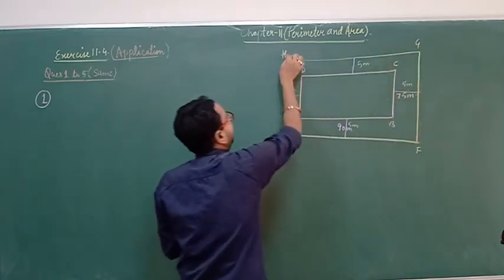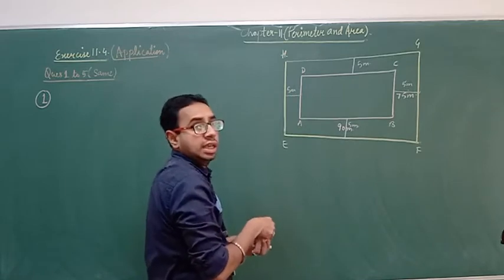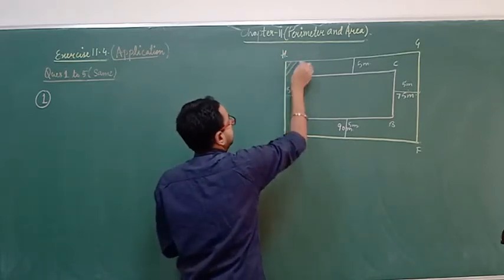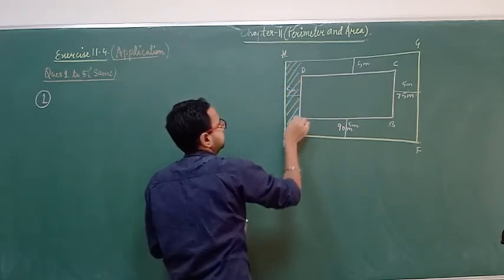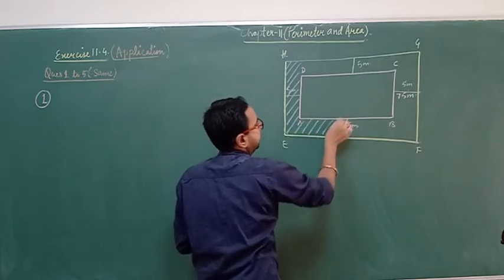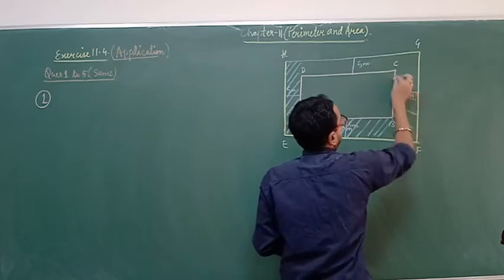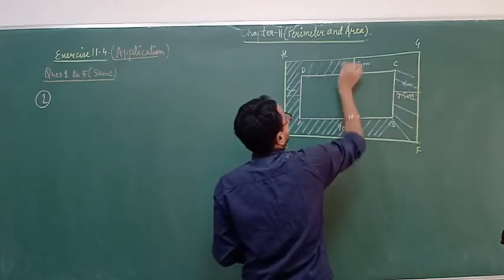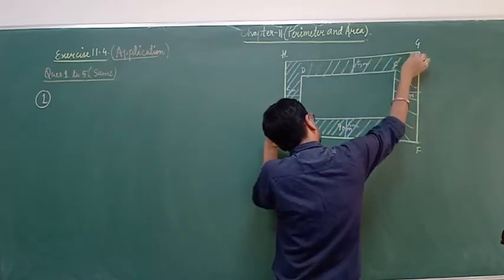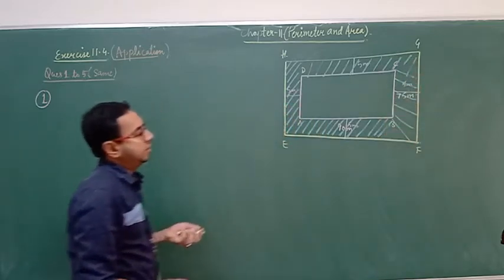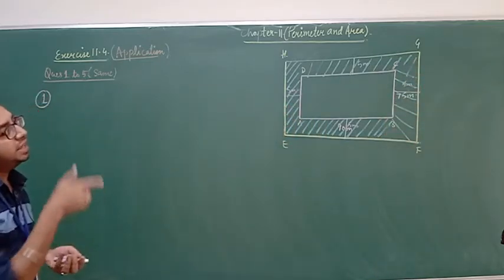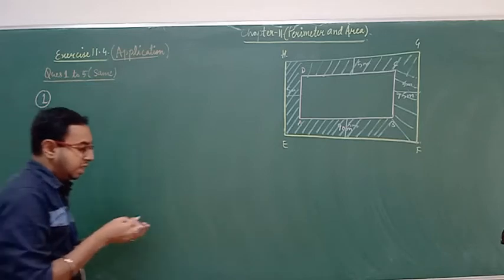The question is find the area of path. Area of path means we have to find this. This complete thing, the shaded portion, we have to find. How to do it? First of all, we'll find the area of this lawn, the garden.